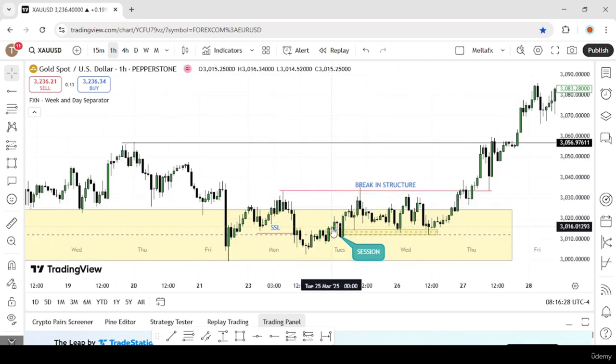So these fair value gaps should show support of higher time frame order flow. And also remember, at the retest we enter during specific time sessions, and these sessions are the London and the New York. Then you wait for the market to deliver.